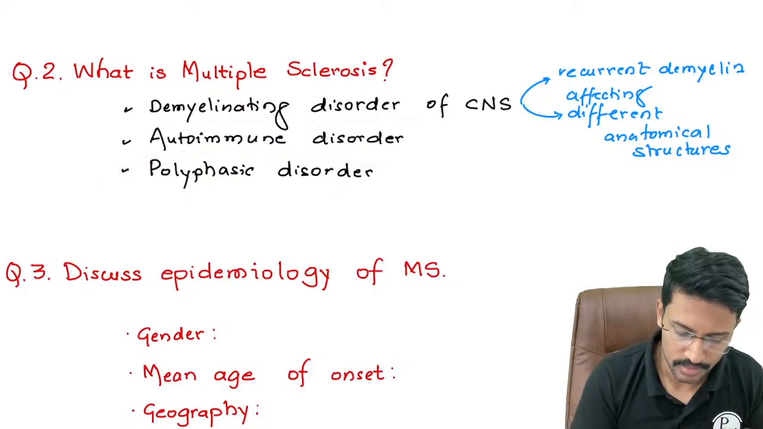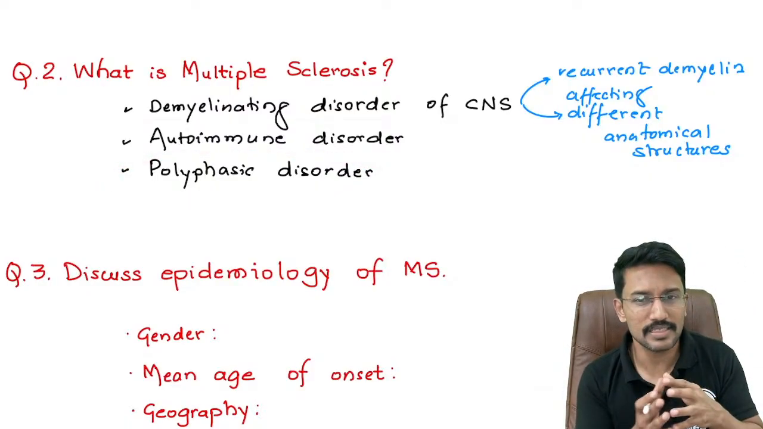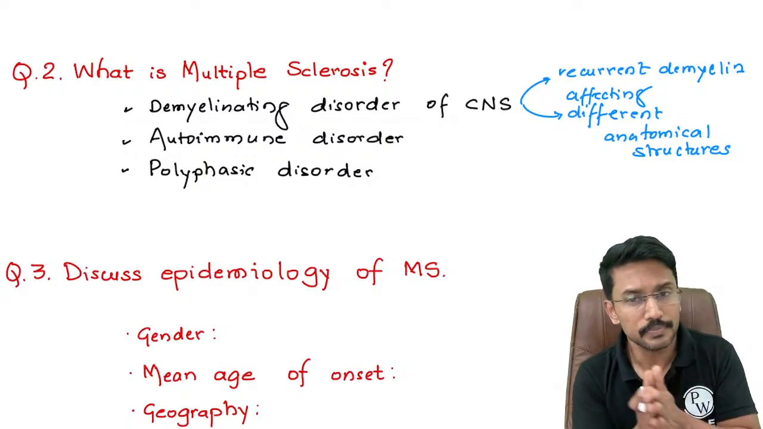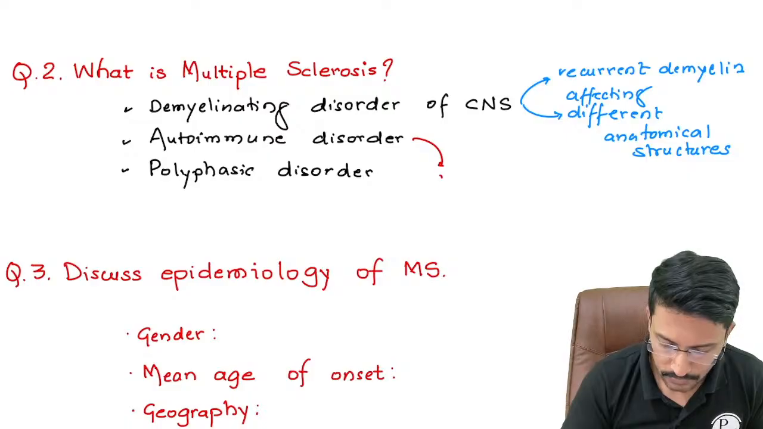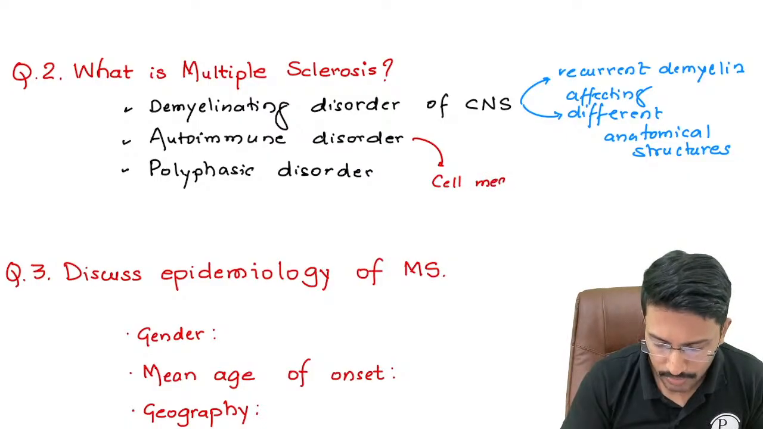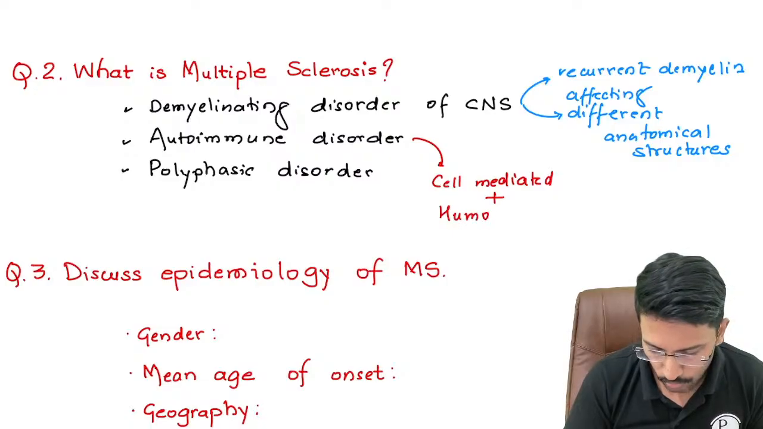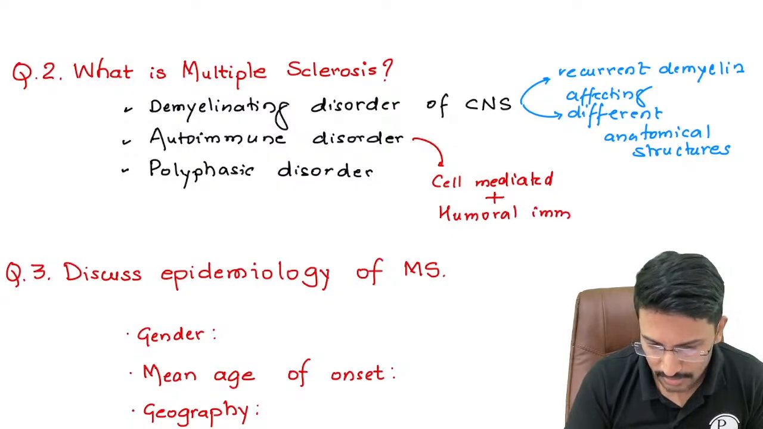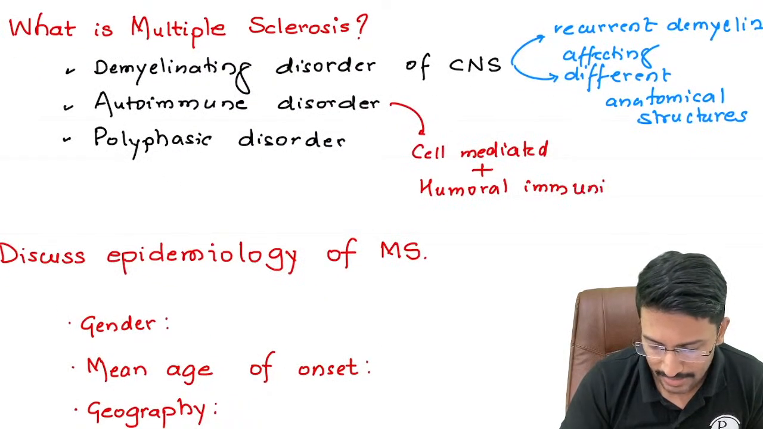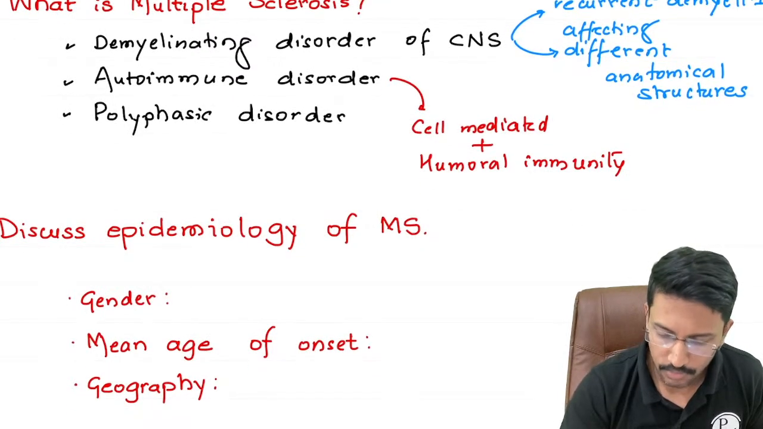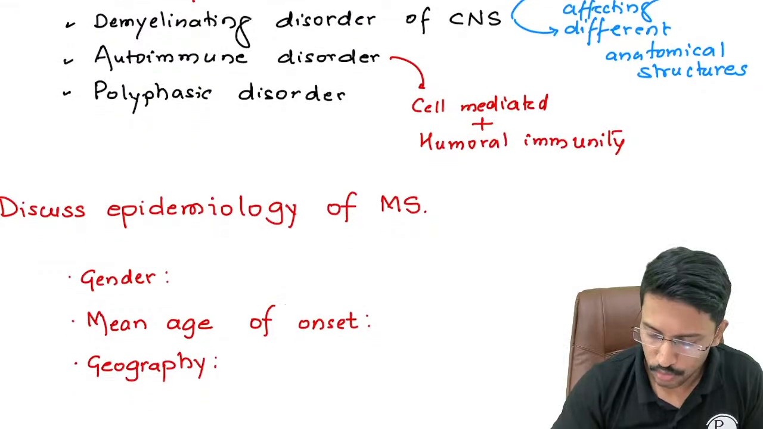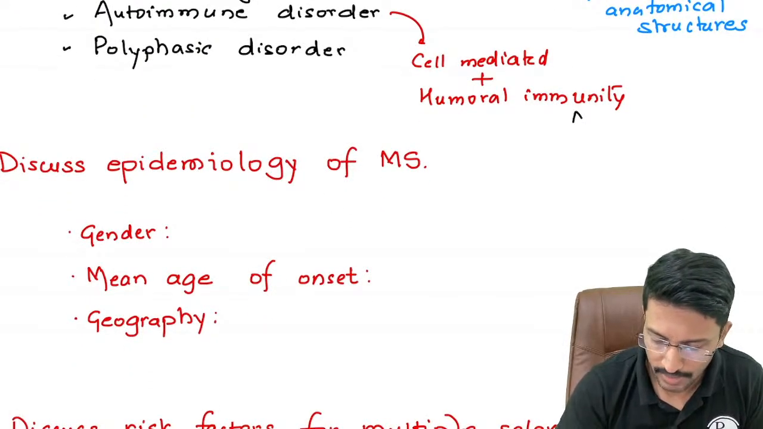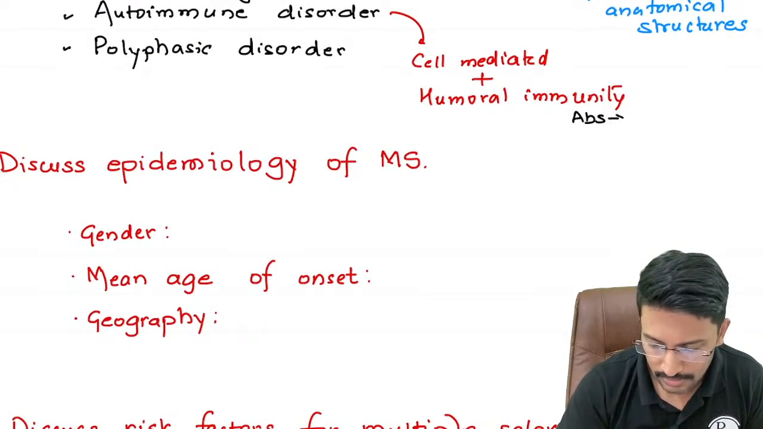The only pending thing to address is, if it is an autoimmune disorder, whether it is a cell-mediated immune disorder or an antibody-mediated immune disorder. Please remember it is both. There is cell-mediated plus humoral immunity involved. That means the cells are also causing damage as well as antibodies. And if antibodies are involved, then they will ask you a question, which antibodies are involved here? There are two antibodies that we need to remember here, the antibodies involved in multiple sclerosis.